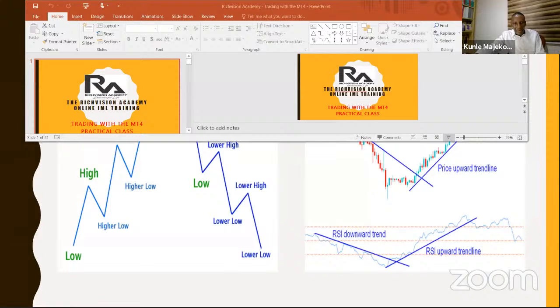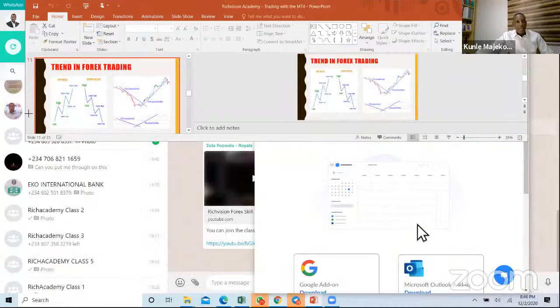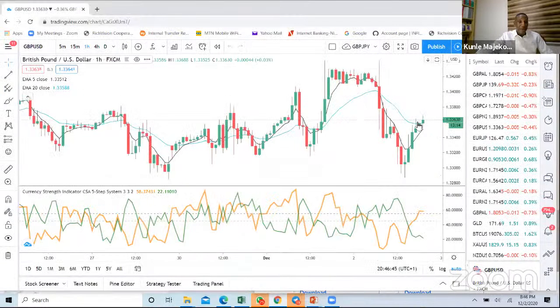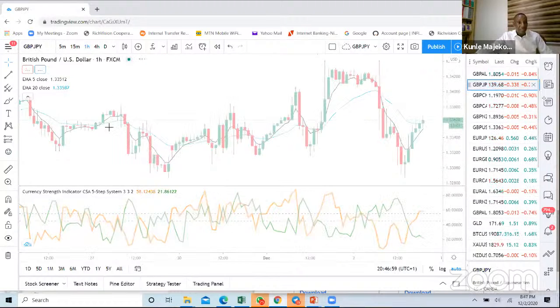Let me quickly go to a live account. Look at this. This is a live position. It's a GBP USD, and you can see price coming down, goes up, comes down, goes up. That's how price is. If I click GBP JPY here, it shows me GBP JPY. What is happening? Same way.